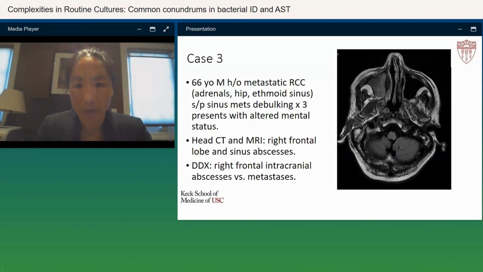Imaging of the head by both CT and MRI demonstrated a right frontal lobe abscess in the brain and a sinus abscess versus metastases. And you can see here the maxillary sinus on the right side is filled with something that shouldn't be there, a mass, and the clinical differential was abscess versus metastatic disease, as he's had in the past to the sinuses.